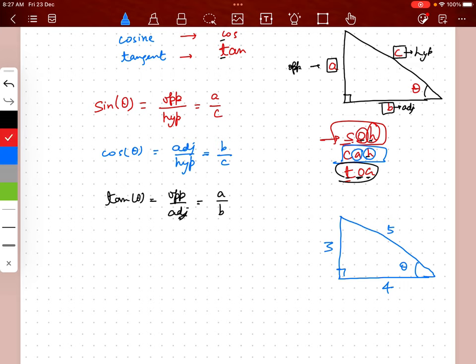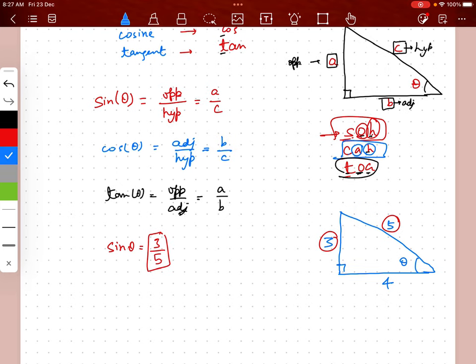So we can say sine of theta for this triangle, since sine theta is what? Opposite over hypotenuse. So that's 3 over 5. That's the value of sine theta for this particular triangle, okay? And then what's the cosine of theta? Cosine of theta for this triangle would be, cosine is CAH, so cosine is adjacent over hypotenuse. So adjacent is 4 and hypotenuse is 5, so that's 4 over 5. So that's the value of cosine of theta.